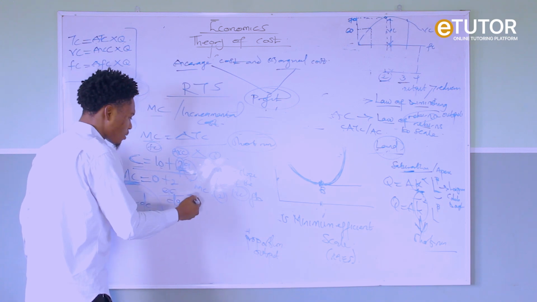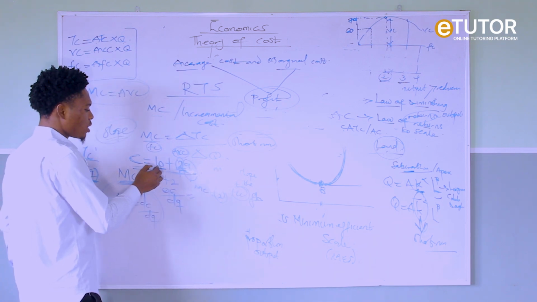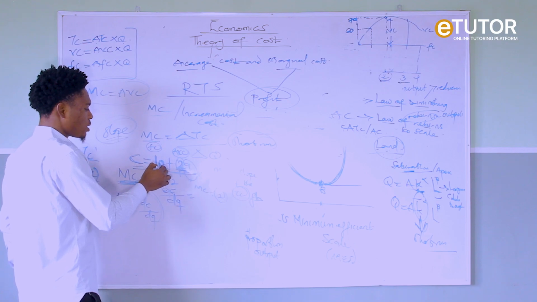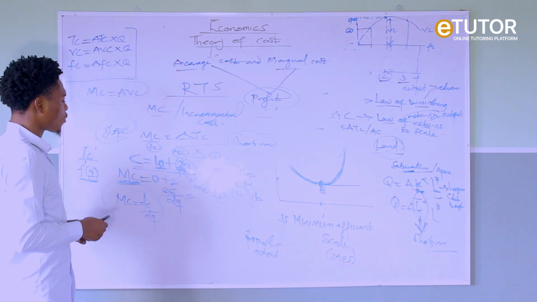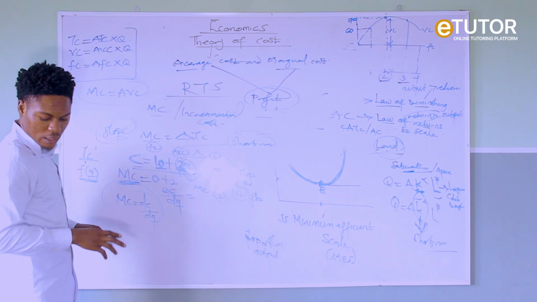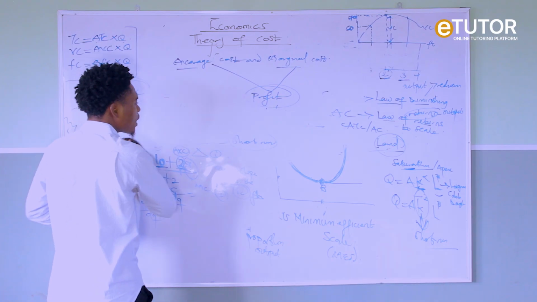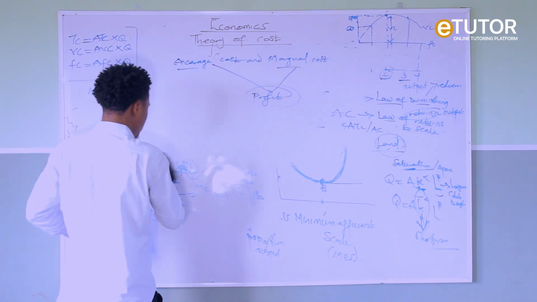And remember that when you have your cost function like this, it is a short-run cost. Why? Because it has fixed cost. It has a constant. A short-run cost function must have a constant. So now let us represent our marginal cost in a graph.